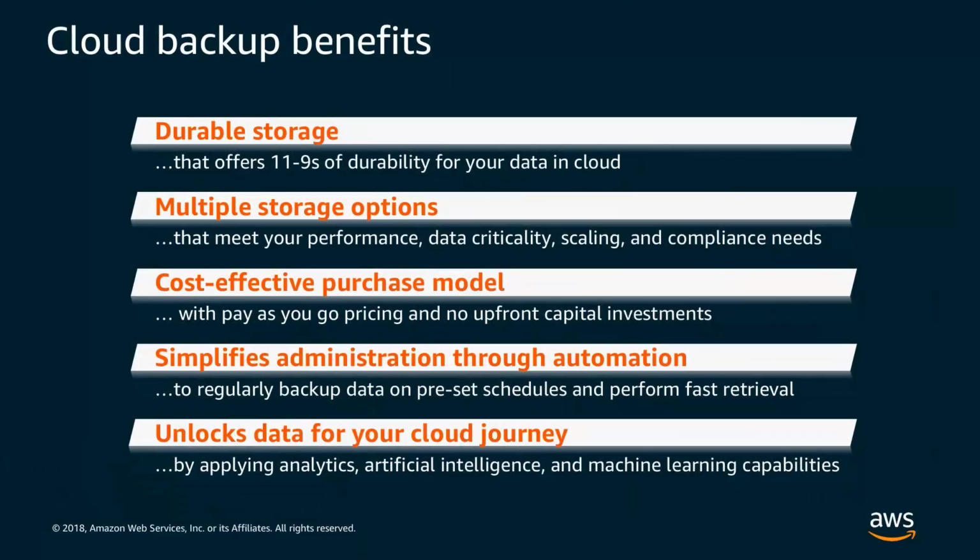So what are the benefits of backing up to cloud compared to your existing on-premises solutions? The AWS Cloud Storage services are built for optimal durability and availability so that you can access your data anytime, anywhere with maximum amount of uptime and 11 nines of data durability. There are multiple storage options available to you, as I was discussing in the last slide, which include object storage, block storage, and file storage to meet your performance, data criticality, and scaling and compliance needs.